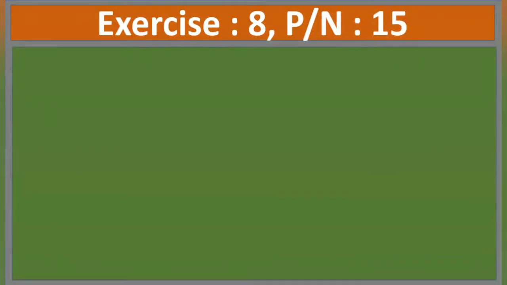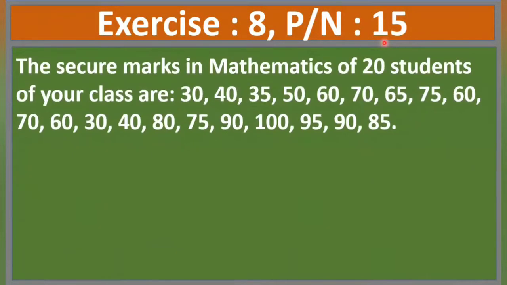Okay, now we will move on to solving exercise 8, problem number 15. Let's go through the question first. See, in the stem, it's given that the marks secured in mathematics by 20 students of your class are 30, 40, 35, 50, 60, 70, 65, 75, 60, 70, 60, 30, 40, 80, 75, 90, 100, 95, 90, 85.